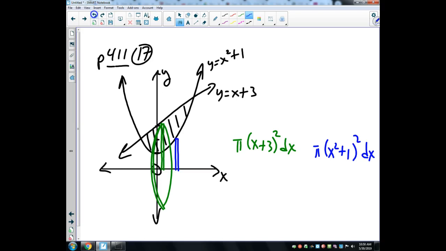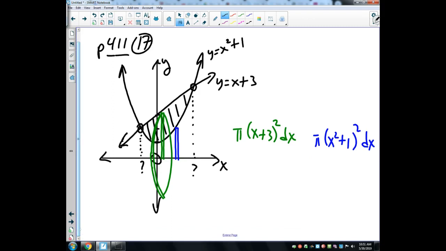How do I get all the disks, all the volumes added up from here? I messed this up. Okay, hang on. Okay. So how do I get the volume from here to here? We don't know what this x value is here and what this x value is here. Let's find out. It's the point of intersection of the two curves, right?